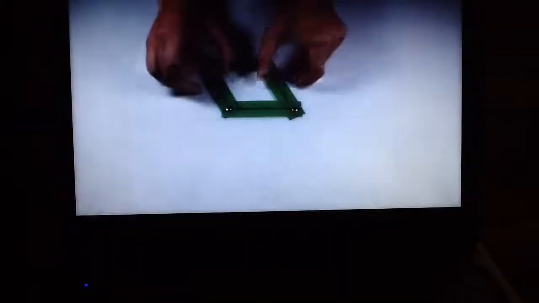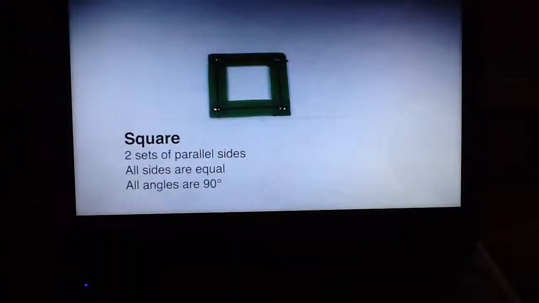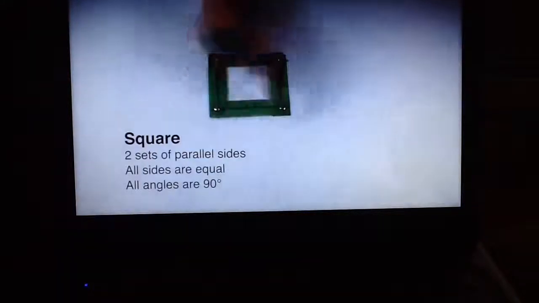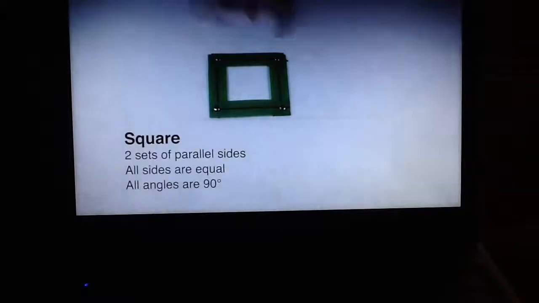From a rhombus, we can construct probably the most specific type of parallelogram, and that would be a square. In order for a figure to be a square, all four sides have to be congruent, opposite sides have to be congruent, and all four angles have to be worth 90 degrees.